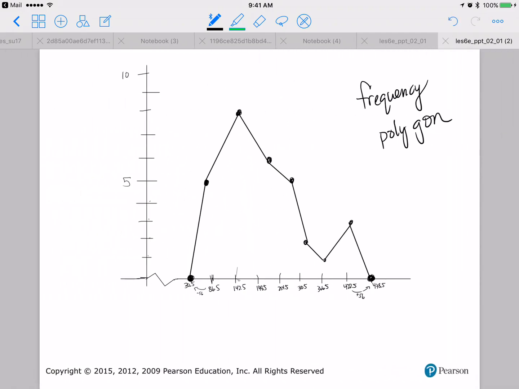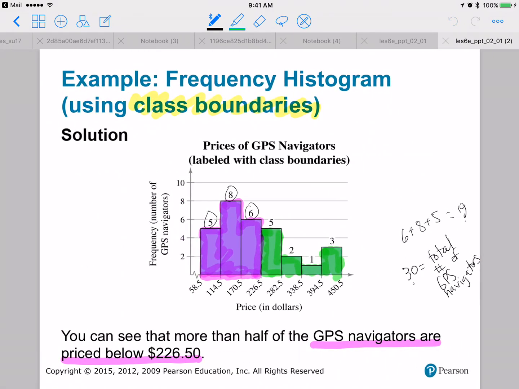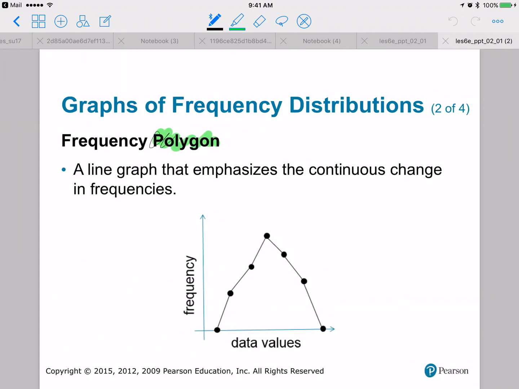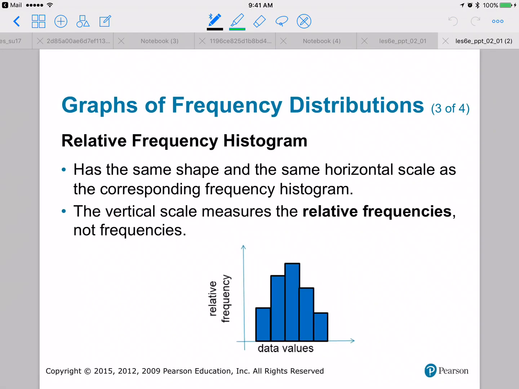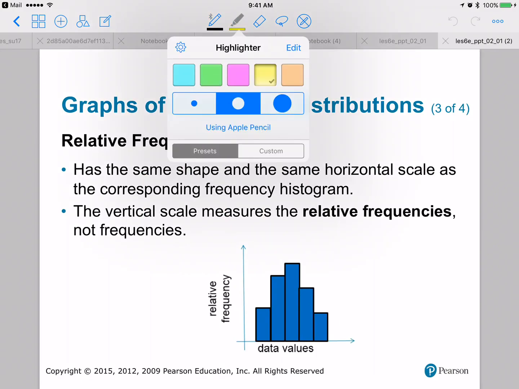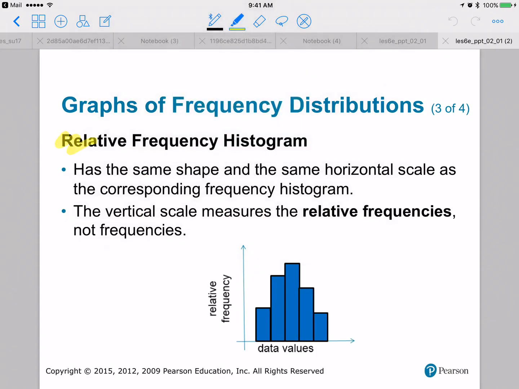So the two essential graphs that you need to be able to do are a histogram and a polygon. Once you know how to do a histogram, it's easy to create a relative frequency histogram. It's going to be pretty much the same thing. You're going to have your data values down here, and up here, instead of your frequency, you're going to graph your relative frequency. So it has the same shape and the same horizontal scale, right?